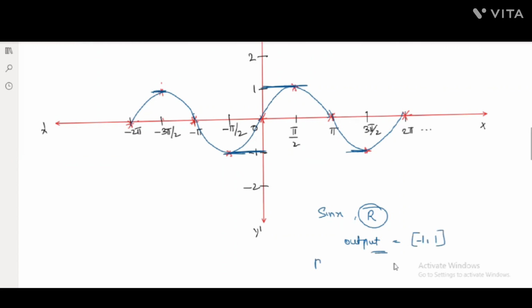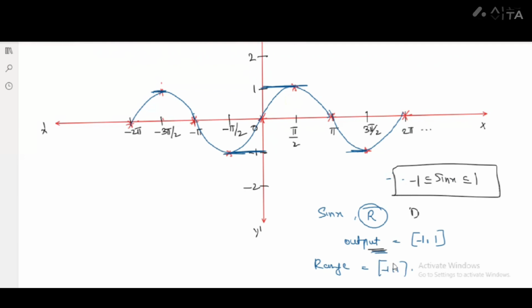So this output is called the range of sin x, that is minus 1 comma 1. That means we can write that sin x always lies between minus 1 comma 1. This output is called the range, and the values it takes as input are called the domain of this function. So the domain of sin x is real numbers.